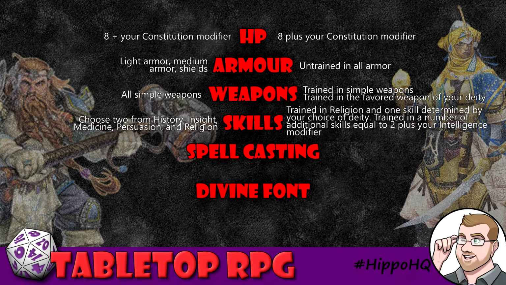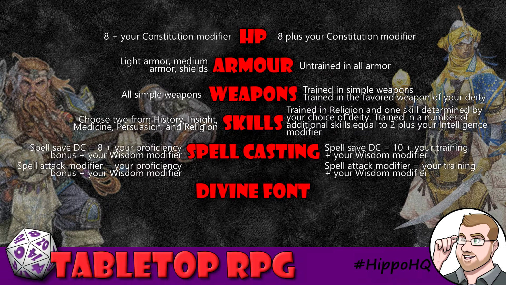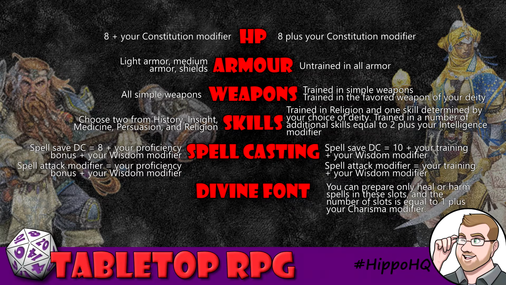D&D offers one of either history, insight, medicine or persuasion, whereas Pathfinder offers one based on the deity chosen, plus 2 including your intelligence modifier. Both casters are wisdom-based spellcasters, meaning you add your proficiency and your wisdom to the spell attacks and the save DCs. Pathfinder has the Divine Font ability.